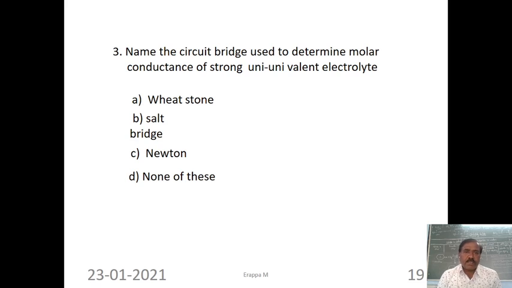Next, third question. Name the circuit bridge used to determine the molar conductance of a strong univalent electrolyte, that is, a 1,1 electrolyte. I will give you some time. The first answer is Wheatstone bridge, the second is salt bridge, C is Newton's, and D is none of these. The answer is the Wheatstone bridge experiment.